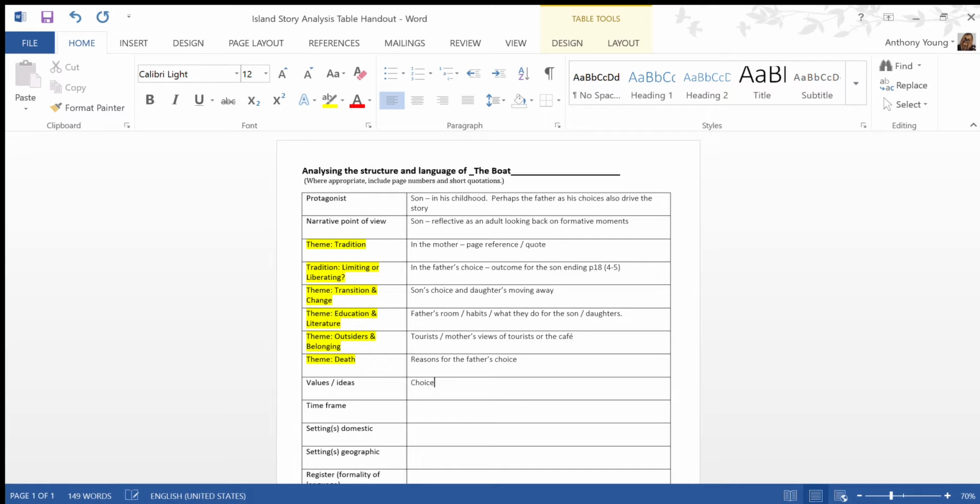For me, I feel it's about choice and duty, and perhaps it's about the tension between these, the idea that they're competing. Now, you can flesh that statement out if you wish. You can, of course, support it with some discussion or some reference to page numbers or moments, but I really see that cell of the table as being a reflection on those yellow rows above.